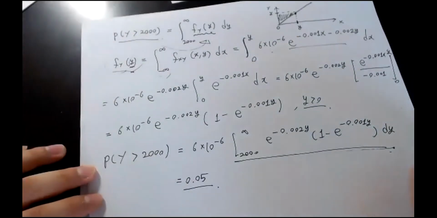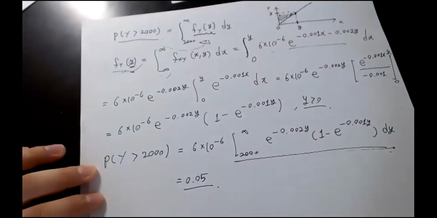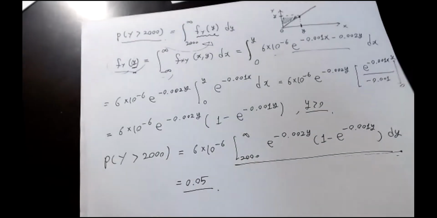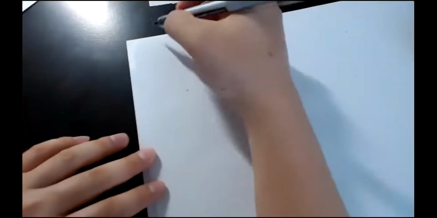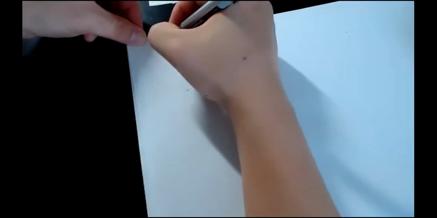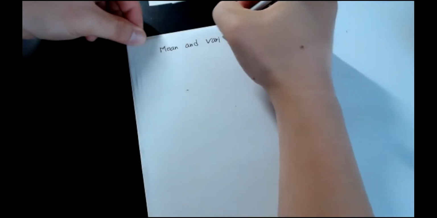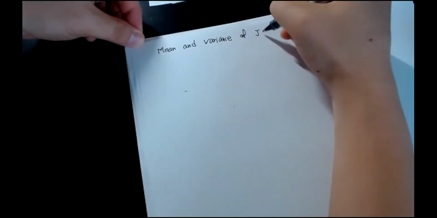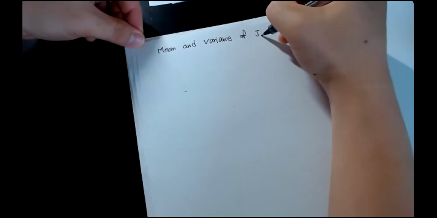Now, what about the mean and variance of the joint distribution? So, the mean and variance of the joint distribution.